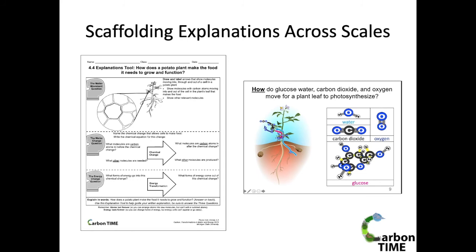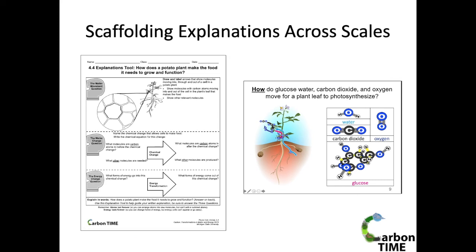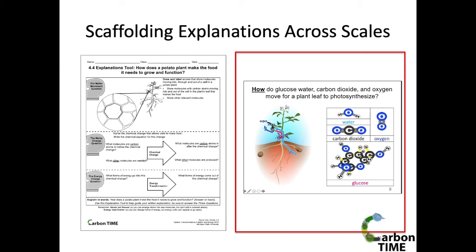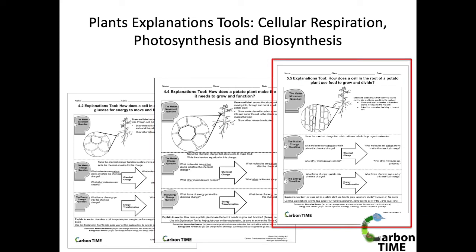Students then build an explanation for how does a potato plant make the food it needs to grow and function using the explanations tool. The front side of the explanations tool is a graphic organizer designed around the three questions. Coordinating PowerPoint slides support thinking across scales, including animations in which students can predict and then see molecules moving in the plant. Students engage in molecular modeling and constructing model-based explanations for each carbon-transforming process: cellular respiration, photosynthesis, and biosynthesis.